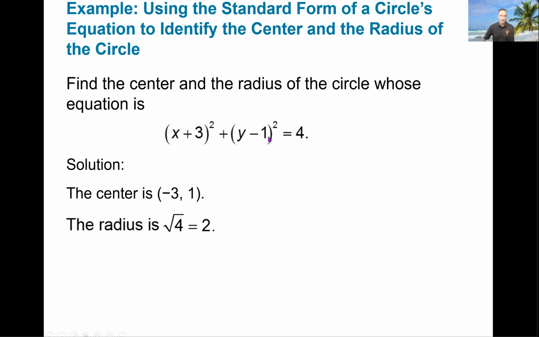What's the y component of the center? It's the opposite of this, so it's going to be at +1. This is a circle at the ordered pair -3, +1, and it has a radius of the square root of the other side. Square root of 4 is 2. So this has a center of -3, 1 and a radius of 2.